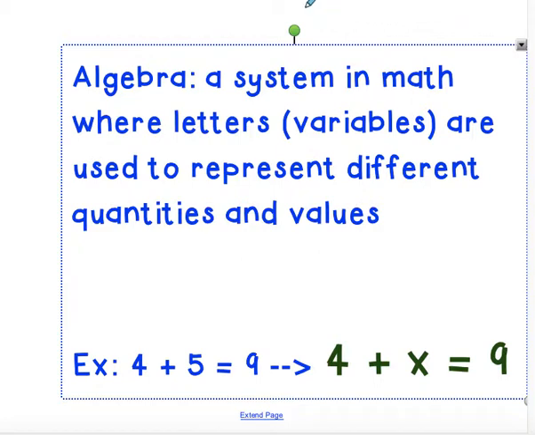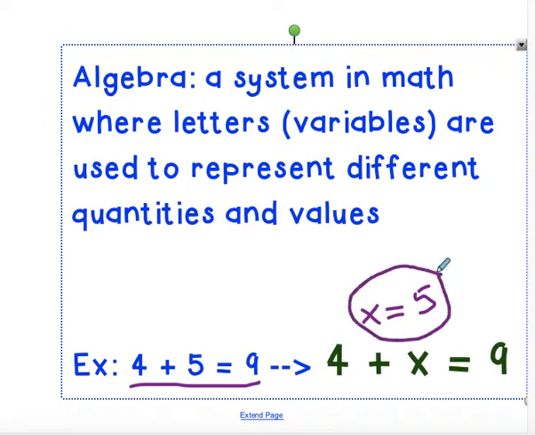But basically what it's saying is you would take an equation like this, 4 plus 5 equals 9, and rewrite it as 4 plus x equals 9. Now we can figure out what x is, and in this case, all we did was replace it, so here x equals 5. So often our answer to algebraic problems will be some variable equals some number. So in this case, x equals 5.